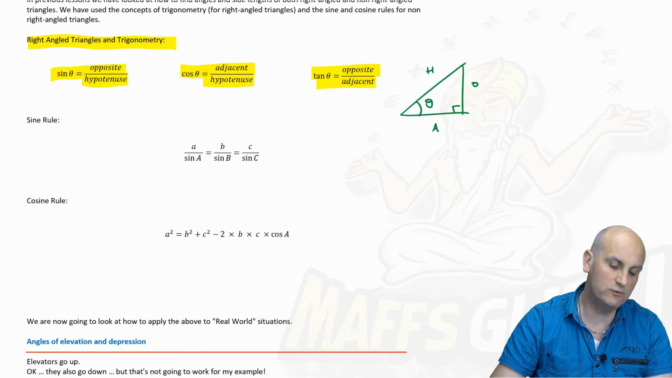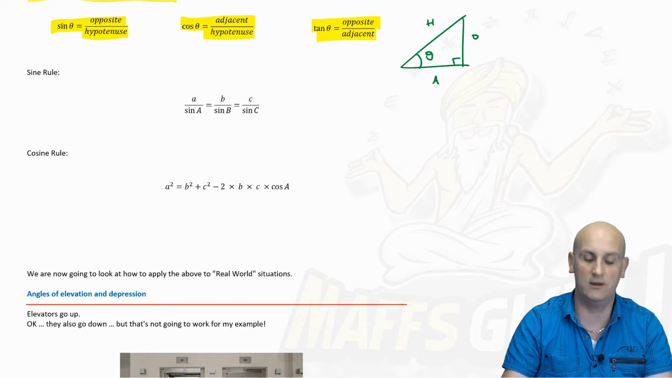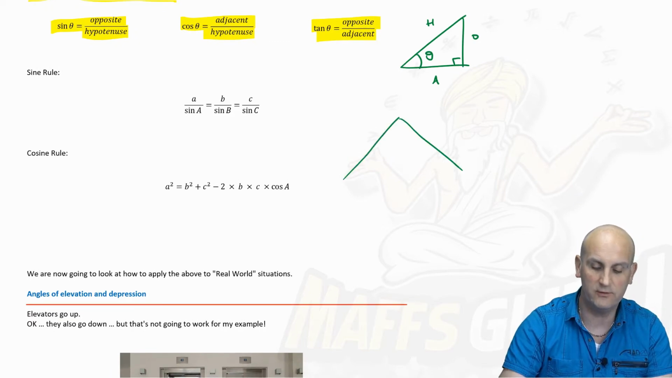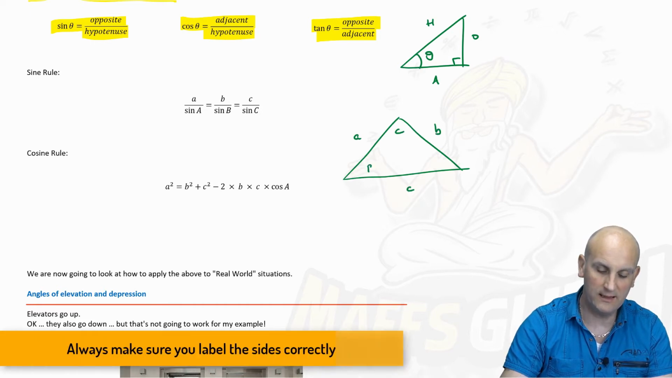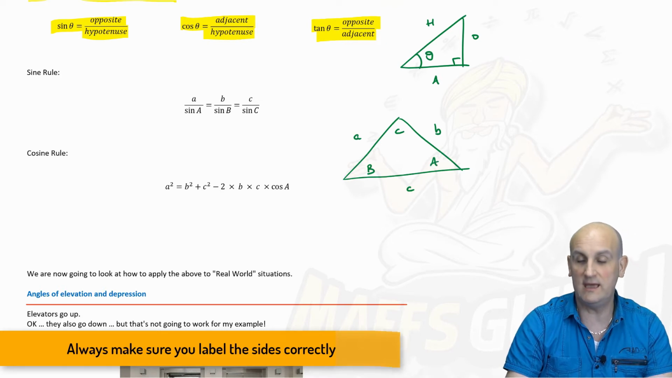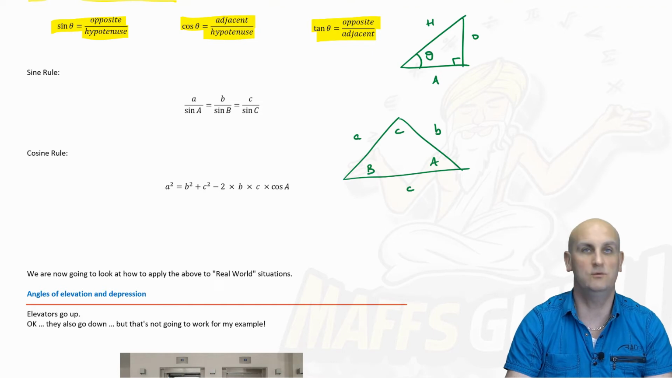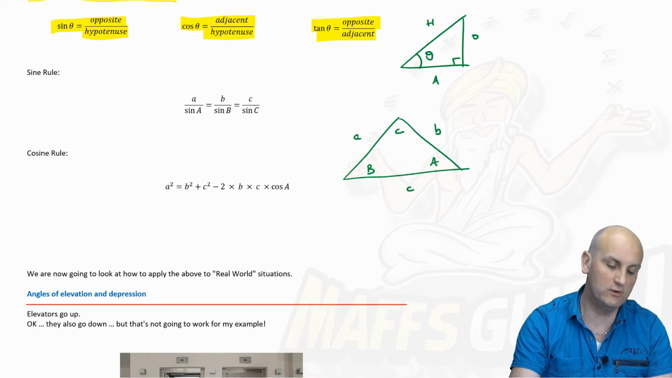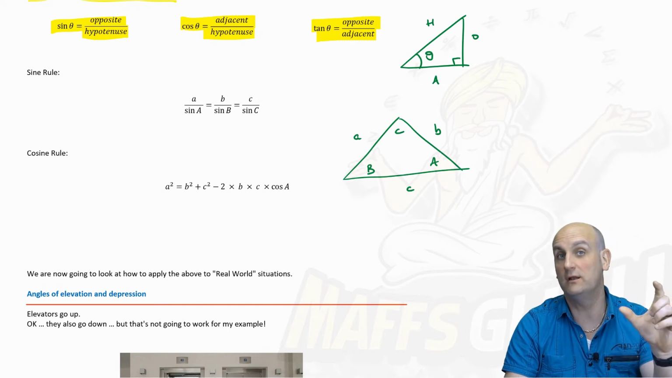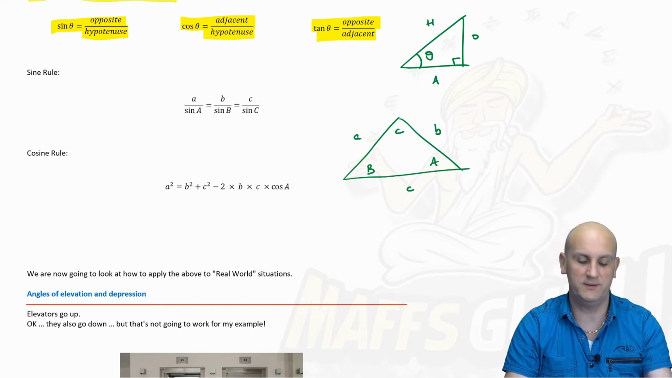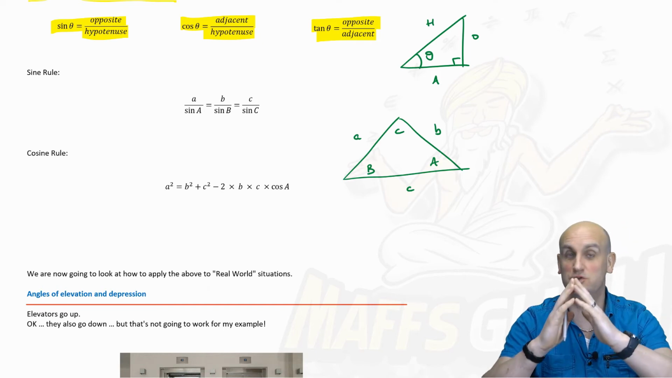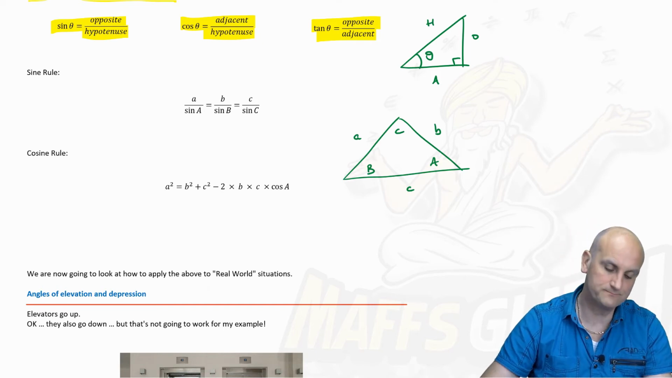Then there was the sine rule and the cosine rule. Both of these dealt with non-right angle triangles, where effectively we had values of A, B, and C, and that would be angle C, that would be angle B, and that would be angle A. Then we could find out various information relating to sides or angles, depending on what the question gave us. So for the sine rule, they had to give you a side and an opposite angle, and then one other piece of information. And for the cosine rule, it was two sides and one included angle.